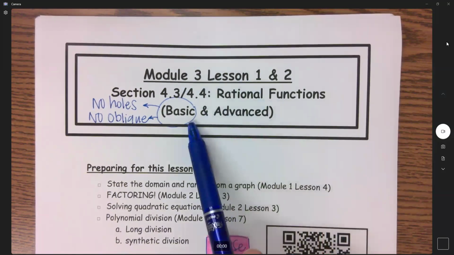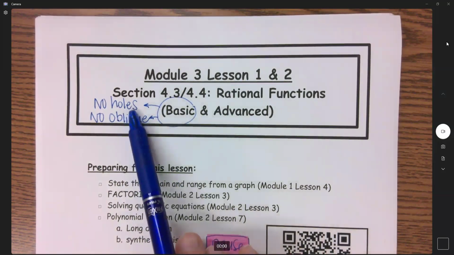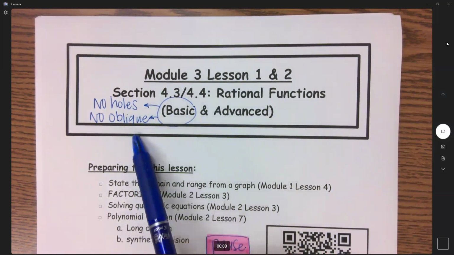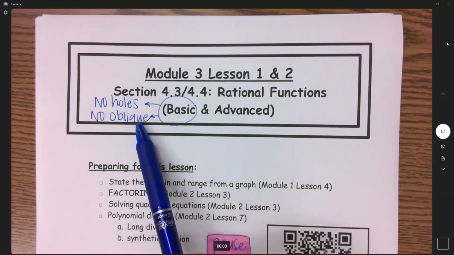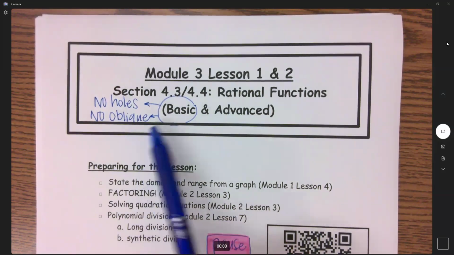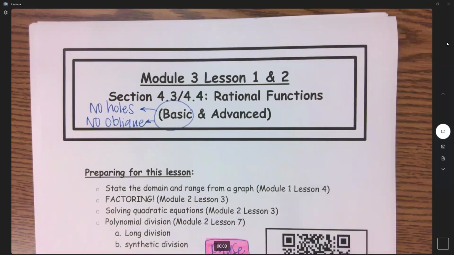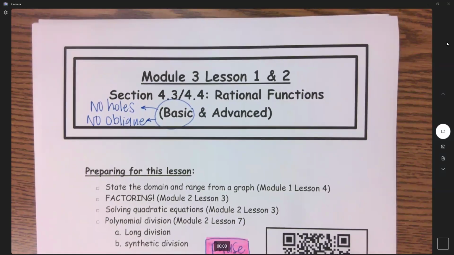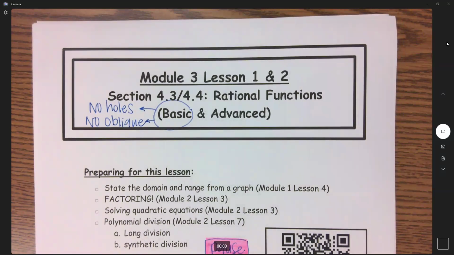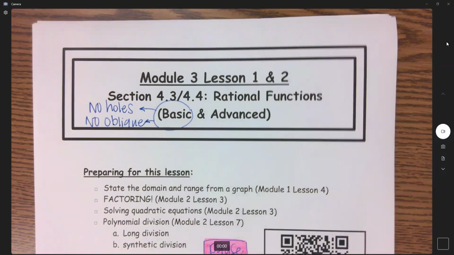They call lesson 1 basic, and basic has no holes or oblique asymptotes. And you'll understand what this means a little bit more when we get into our lesson. So then advanced is going to have a lot of holes and a lot of oblique asymptotes. And so that's kind of the difference, but it's all under the umbrella of rational functions. So I'm just going to teach this as one lesson.